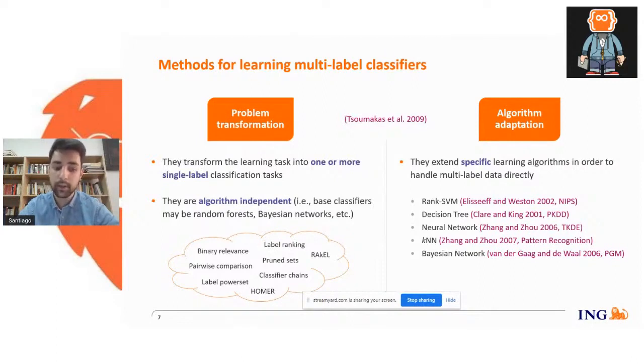I let you here some references to specific single-label classifiers that were extended to multi-label classification. And you can see they were published in really well-known journals and conferences. Today, we will focus on the first group, the problem transformation methods, since these algorithms have a common thread and it results easier for you to get an overview. Nevertheless, I'll also present the extension of Bayesian networks as an example of algorithm adaptation.